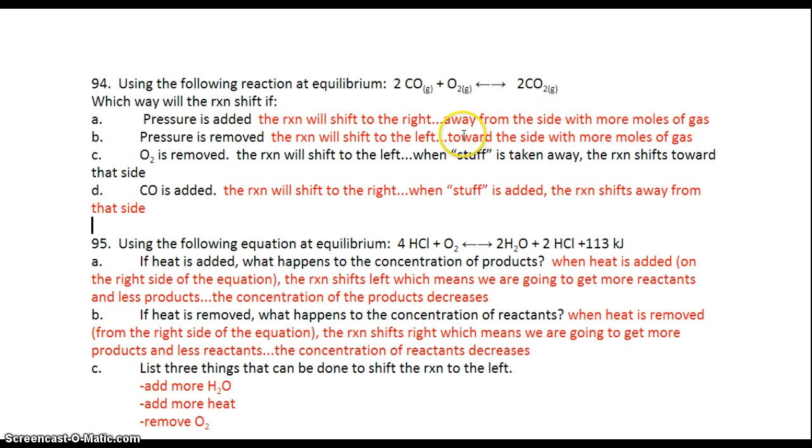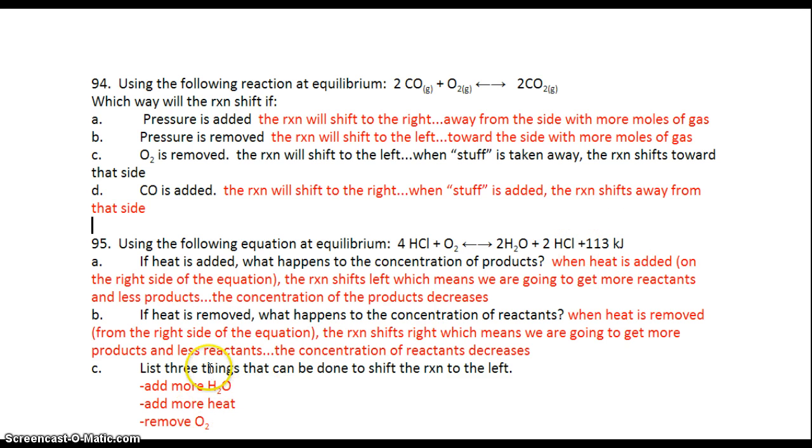Another thing that can be done to change equilibrium is changing the amount of heat. So as we look at the reaction in number 95, we have some reactants and some products, and one of the products that's given off is some heat. Here we have 113 kilojoules of heat that's also produced by this reaction.